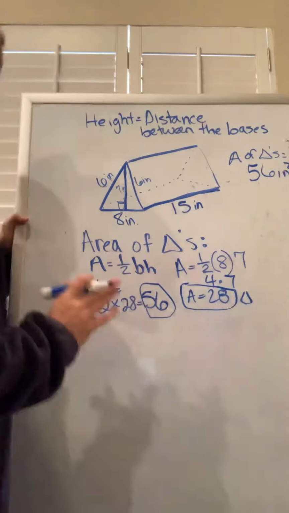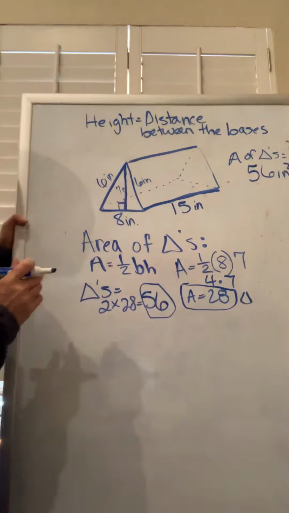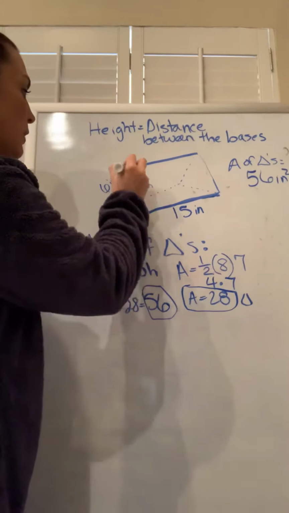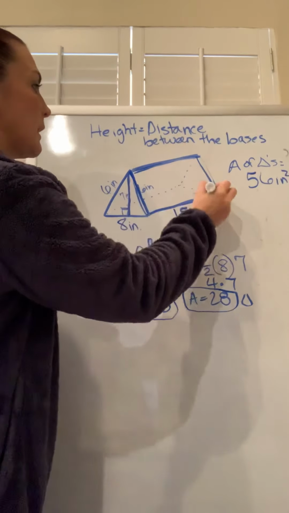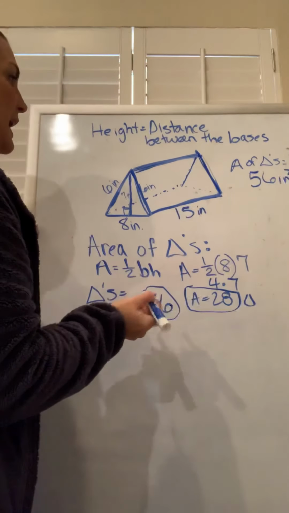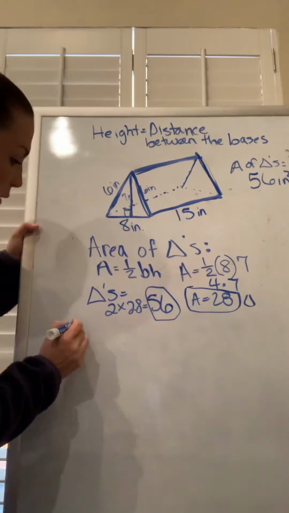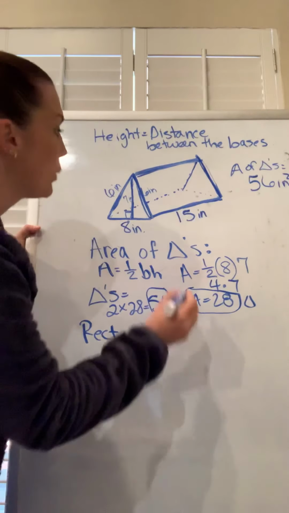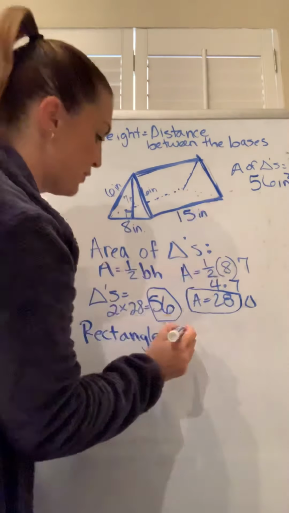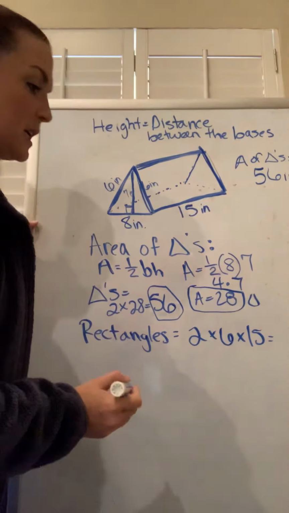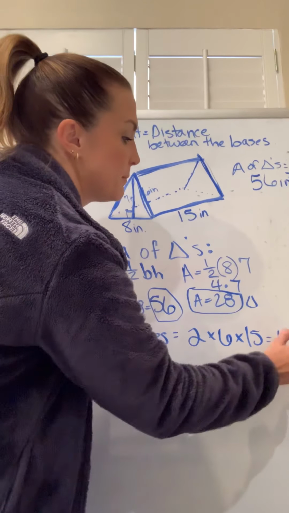Once we've gotten that, we're going to find the area of our 3 rectangles, okay? Now, this is an isosceles triangle, so that means that 2 of our rectangles here, and then this one on the back that is hard to see, will actually be the same size, okay? So for our rectangles, we have 2 6 by 15s. So 2 times 6 by 15. 15 times 6 is 90, times 2 is 180, okay?